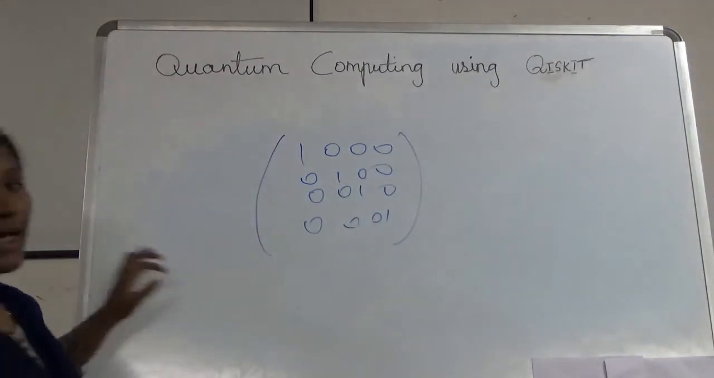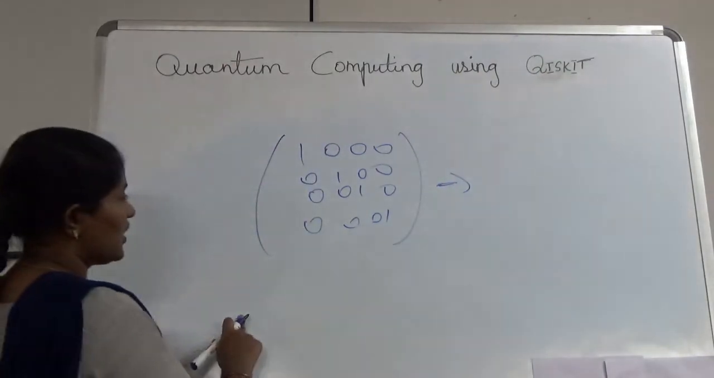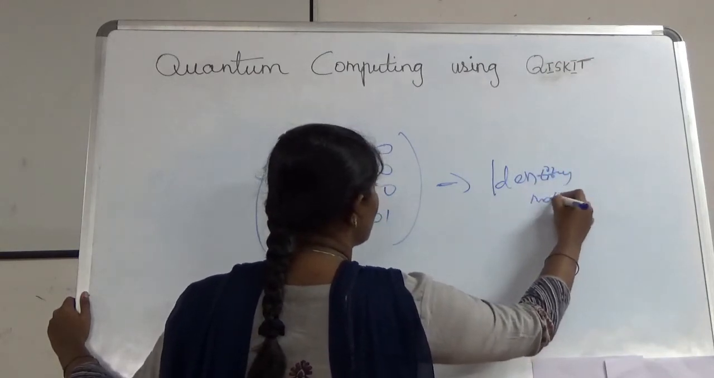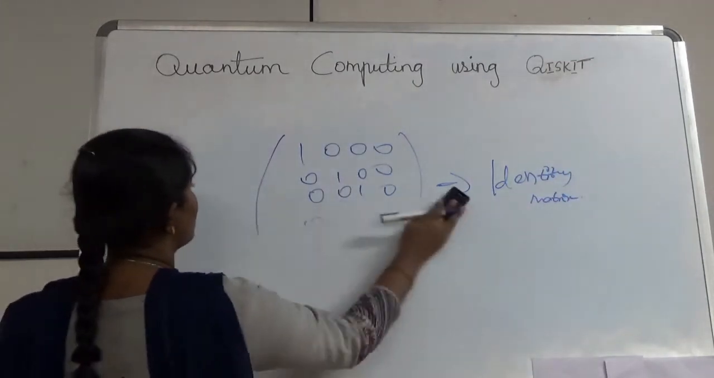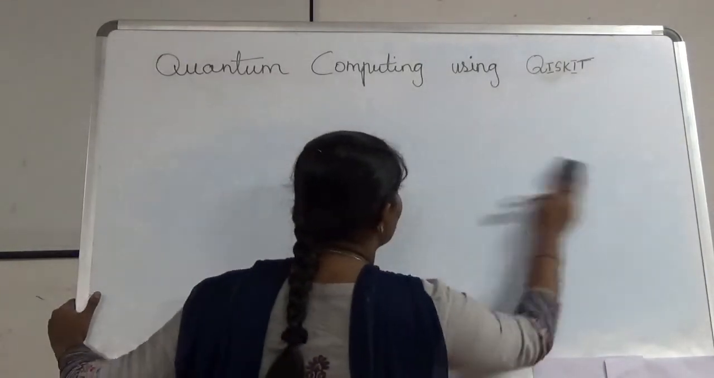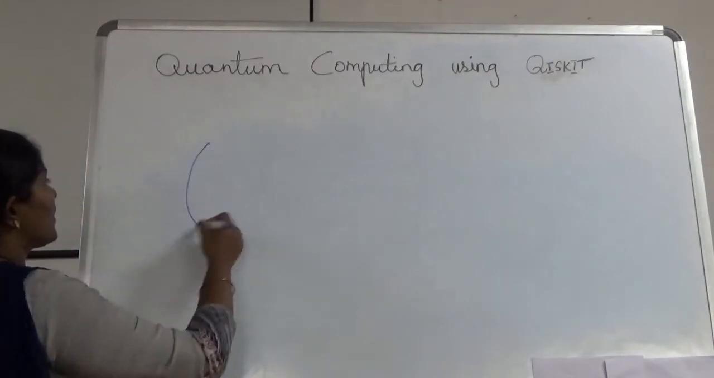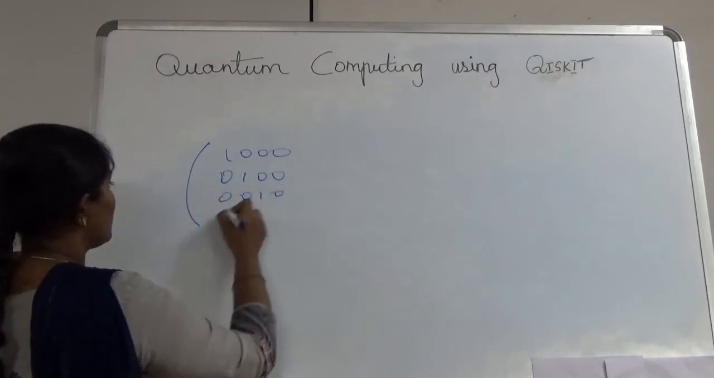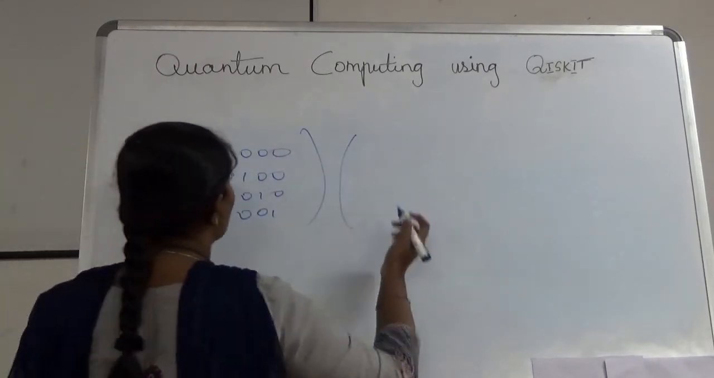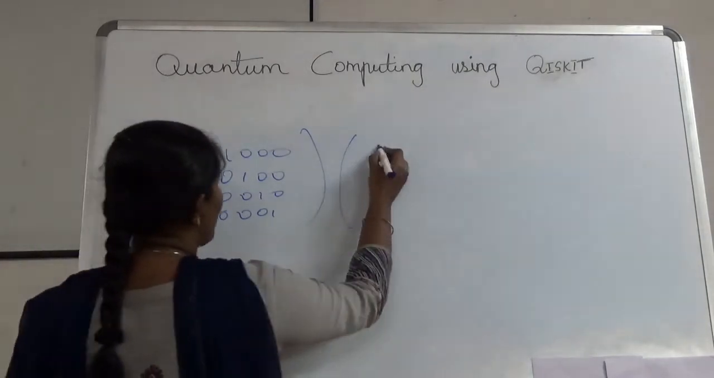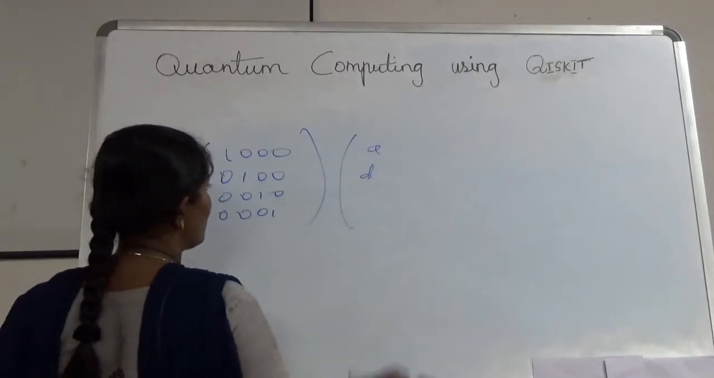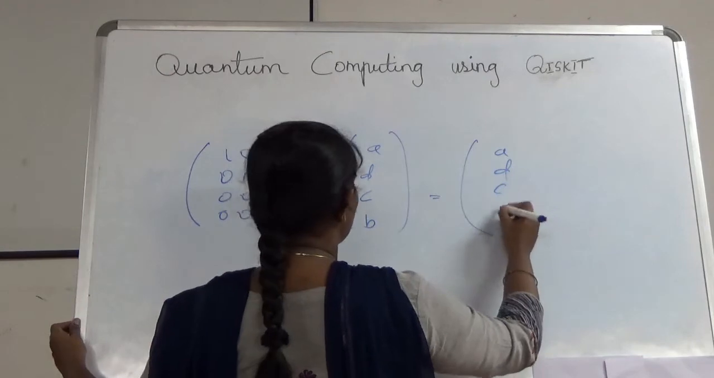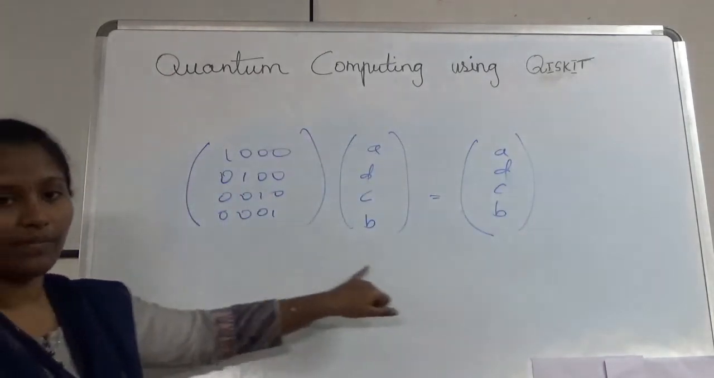This is nothing but the matrix representation of the identity matrix. The function of the identity matrix is nothing. If we multiply the identity matrix to any matrix, the result will be the same. The result won't vary.